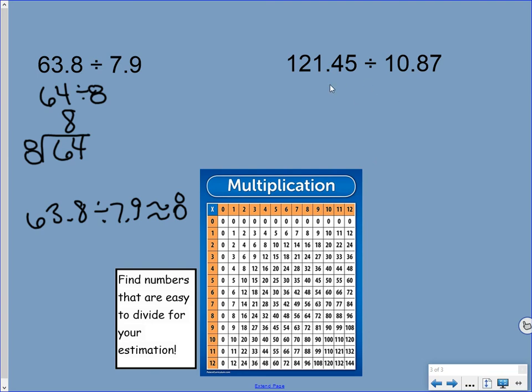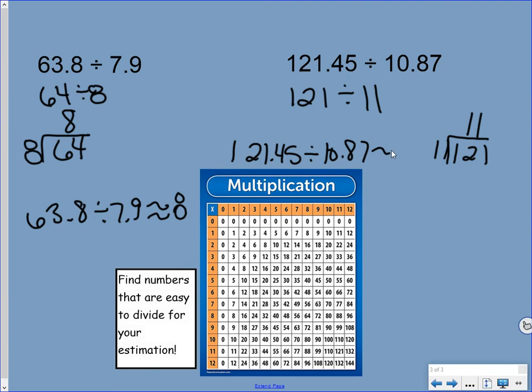All right, here's a big one. 121 and 45/100 divided by 10 and 87/100. Well, this one, I'm just going to say it could be about 121 divided by 11. Are these two numbers compatible? Look at the chart to test if they are. They are. 11 times 11 is 121. So that means 121 and 45/100 divided by 10 and 87/100 is going to be close to the number 11.